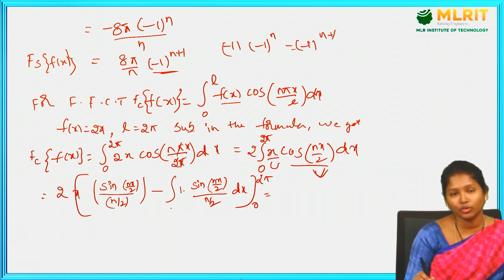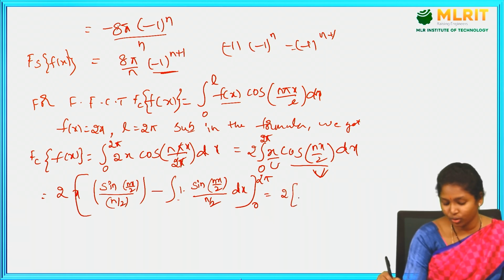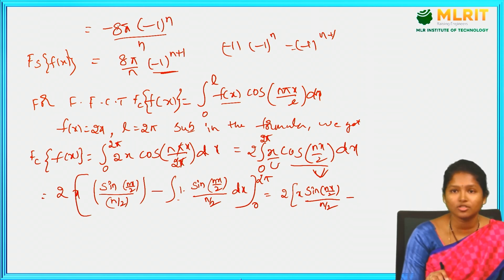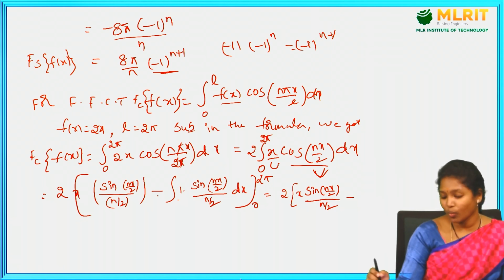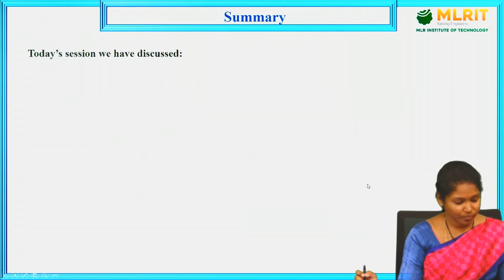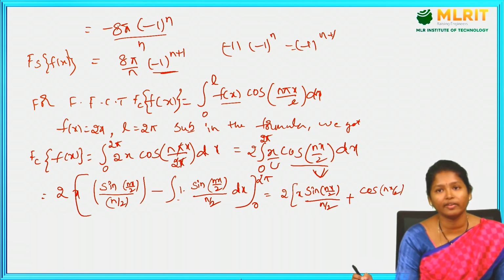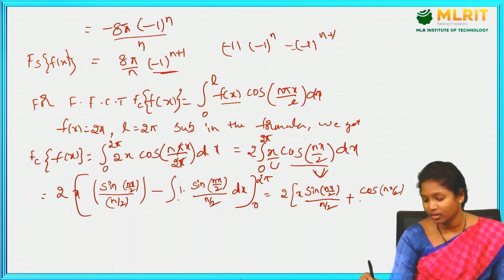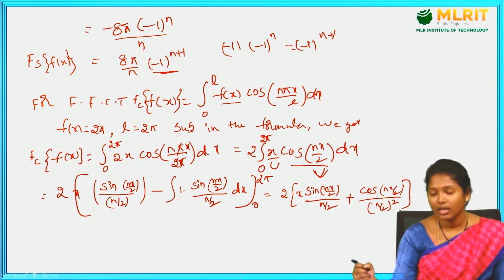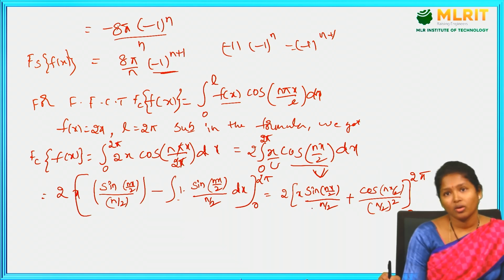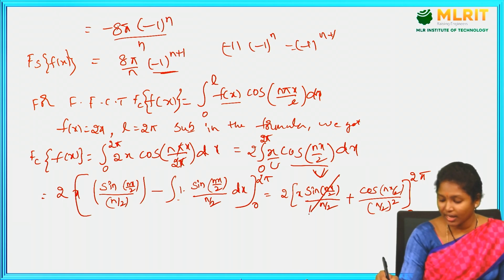So again you have to integrate. We will get 2 into x sin(nx/2) by n/2 minus the integral of sin x, which is minus cos x. Already minus is there, so minus into minus is plus. So cos(nx/2) by n/2 we will get. Already n by 2 is there, so n by 2 whole square, limits 0 to 2 pi. So when we substitute 2 pi here, we get 0. For 0 also 0. So for both the limits we will get 0.